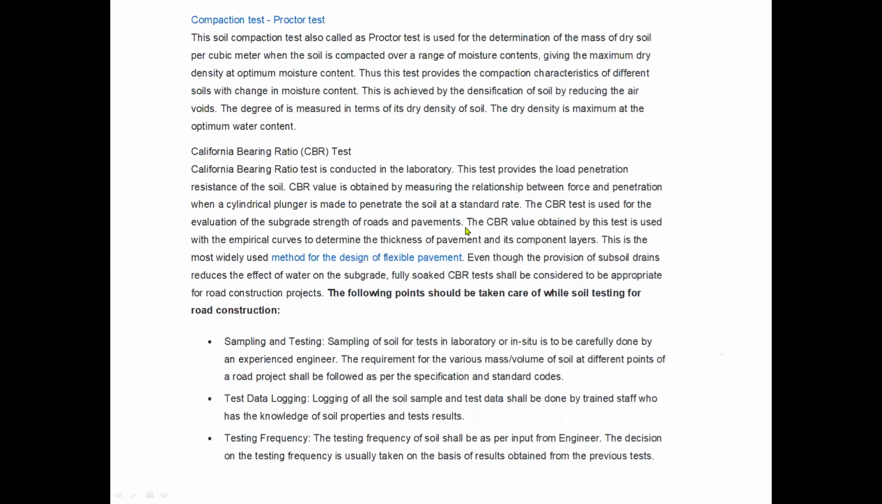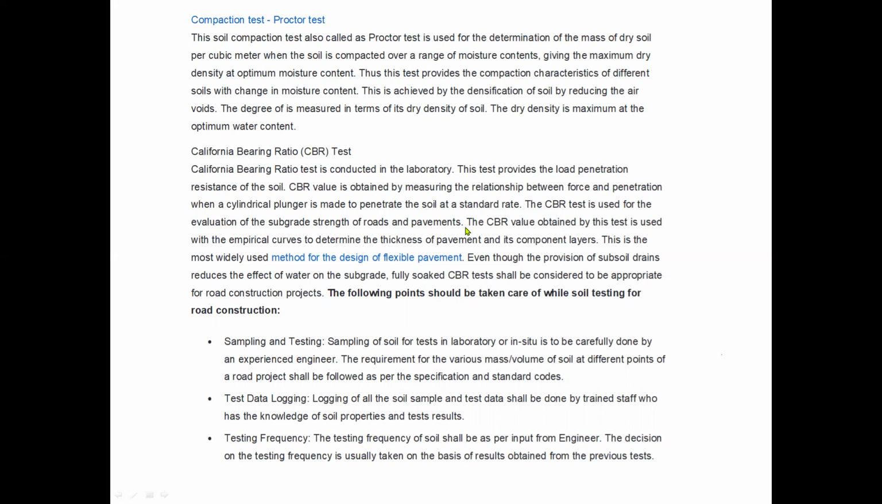Then we also have the compaction test or Proctor test. The soil compaction test, also called the Proctor test, is used for the determination of the mass of dry soil per cubic meter when the soil is compacted over a range of moisture contents, giving the maximum dry density at optimum moisture content. Thus, this test provides the compaction characteristics of different soils with changing moisture content. This is achieved by the densification of soil by reducing the air voids. The degree is measured in terms of the dry density of soil. The dry density is maximum at the optimum water content.